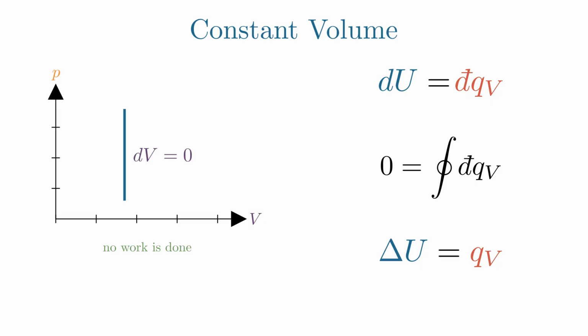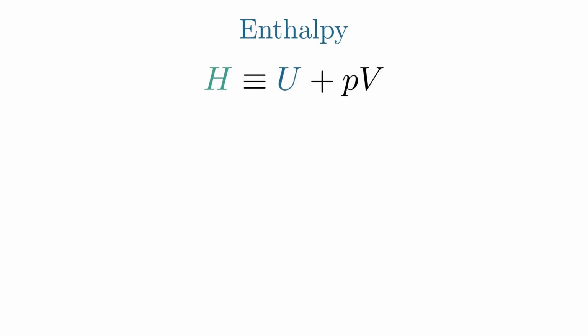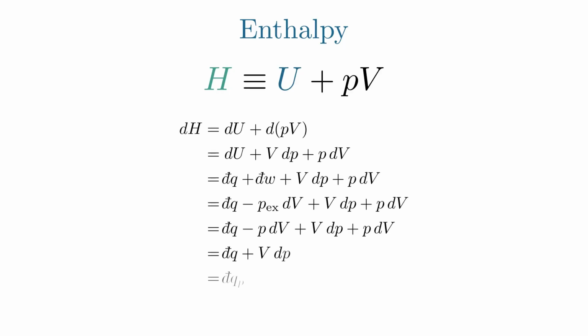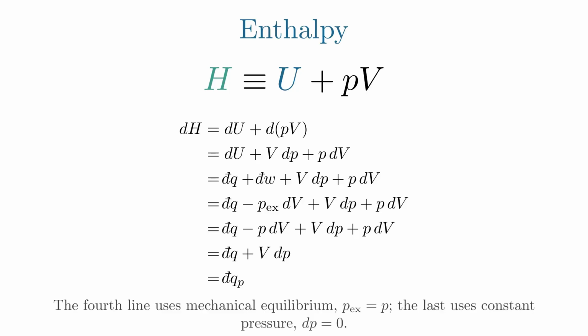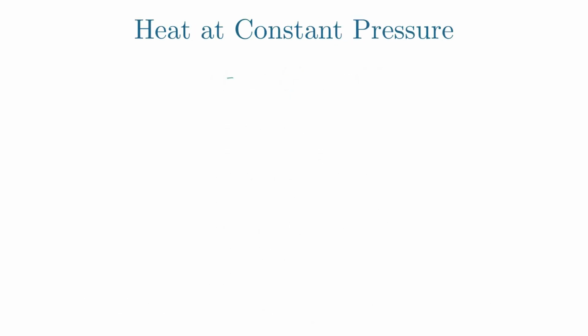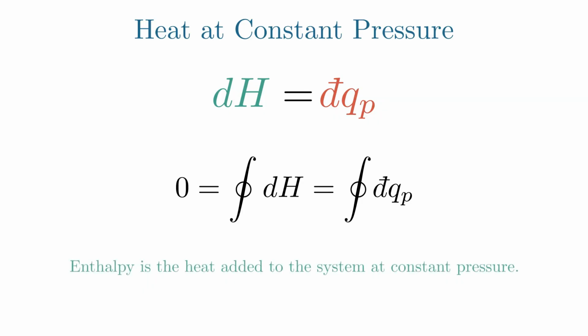A natural question this raises is whether there is a state function that is the same as heat added at constant pressure. To answer this, consider enthalpy, which is defined as H equals U plus PV. Then take the differential on both sides, so we have what's on the screen, and eventually it equals đq_P. Thus enthalpy is heat added to the system at constant pressure, and enthalpy is also a state function, since internal energy, pressure and volume are all state functions. So we have the integral on a closed path, dH equals 0.